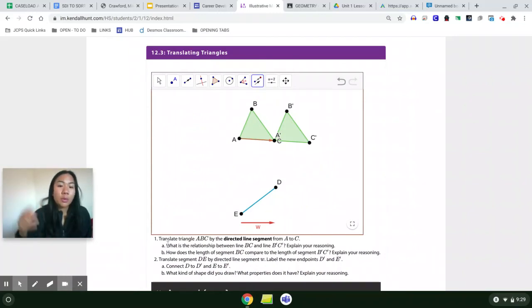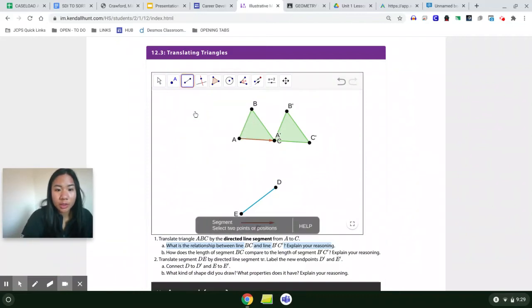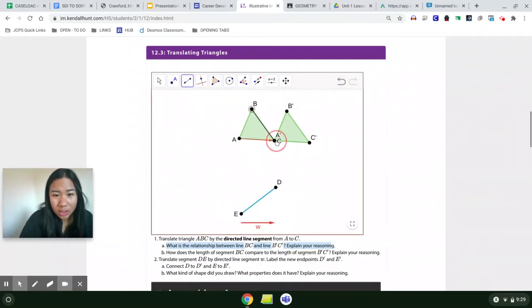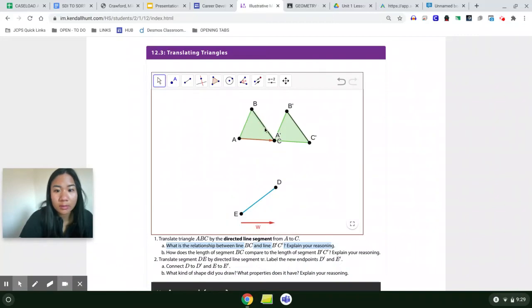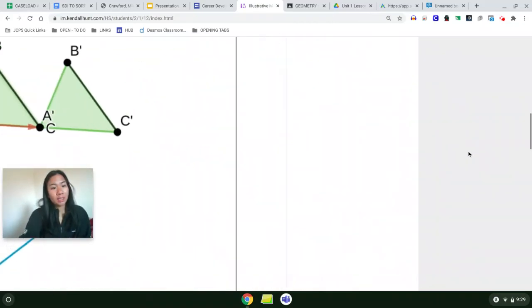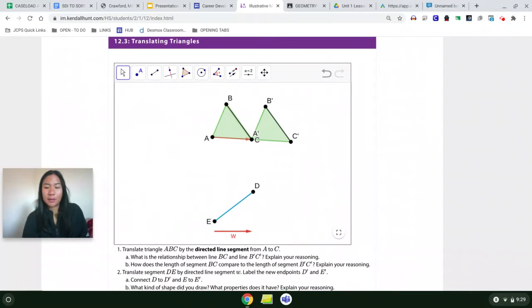Okay, so this is where we're going to pause for a minute, and you're going to answer and reflect: what is the relationship between line BC and line B prime C prime? Explain the reasoning. So this is going to quickly pause, but it's going to ask, what's the relationship between this line and this line? I'm going to bold it and make it a different color, just so you all can see. Okay, so those 2 dark black lines, what's the relationship between those? Pause this video.